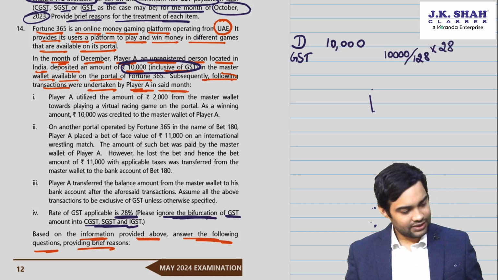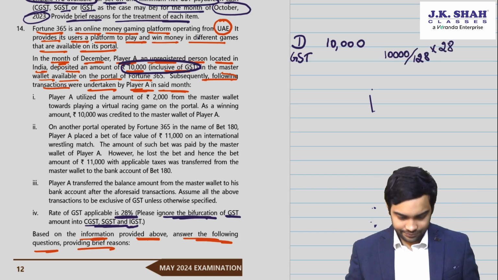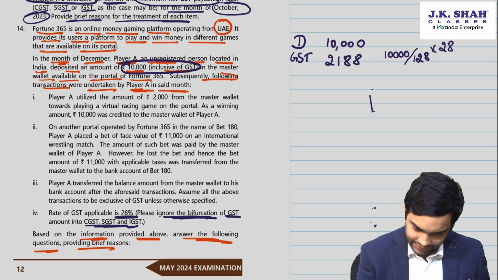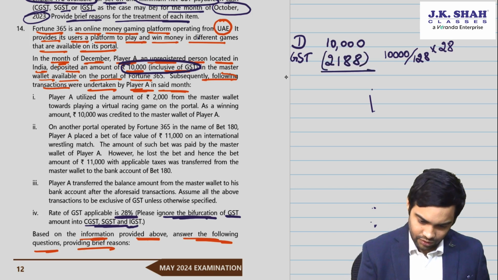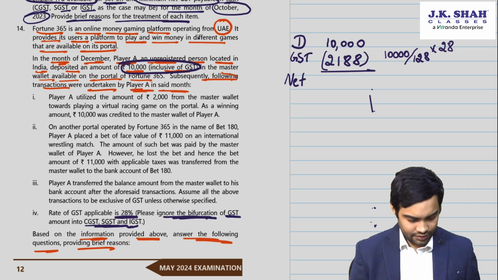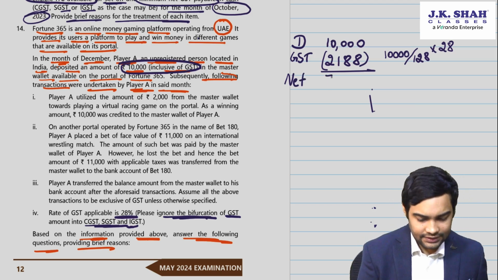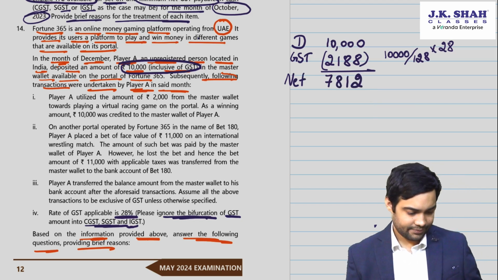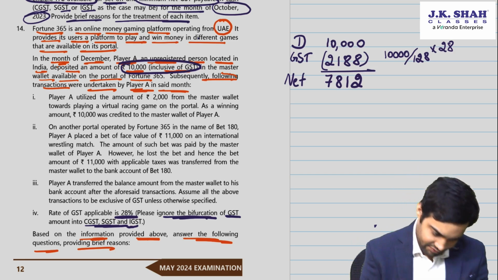GST amount will be 2188. Now the net amount remaining in the wallet will be 7812. So I have 7812 in my wallet. Okay, then let's see what I have done.